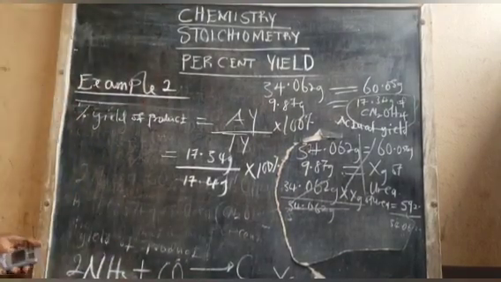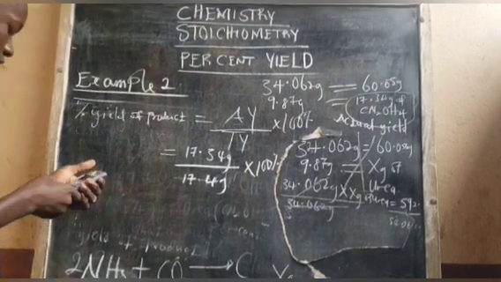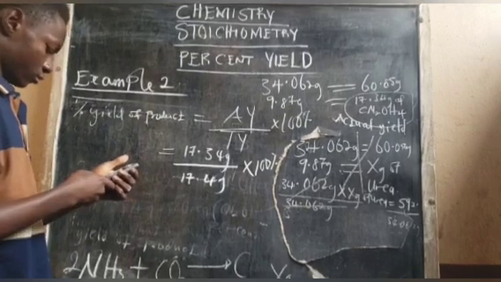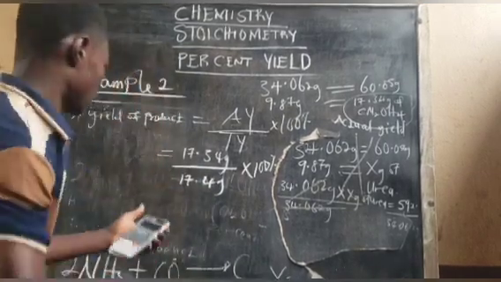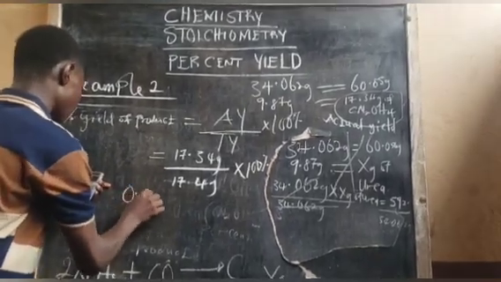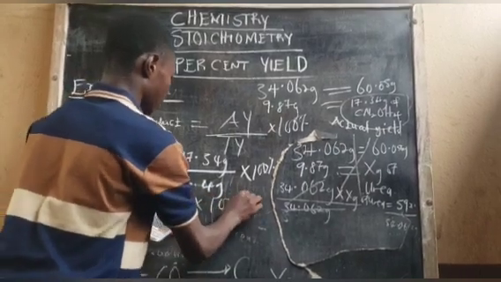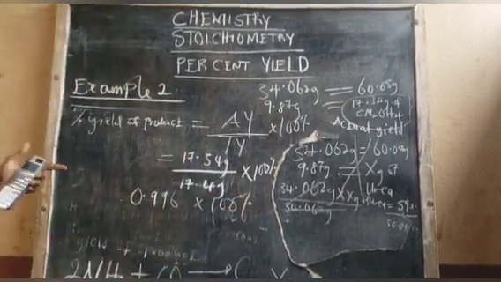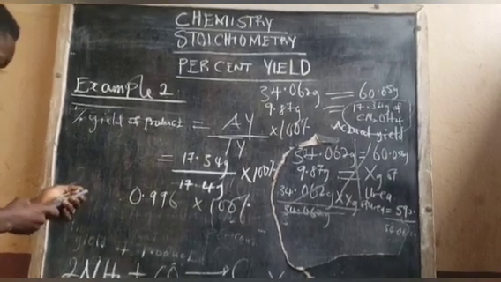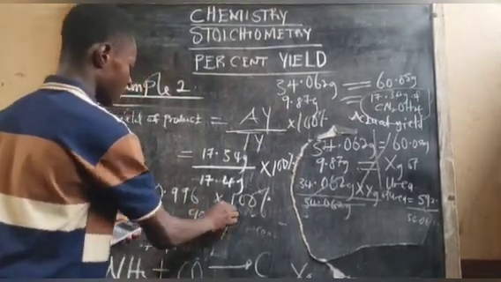Now, 17.34 divided by 17.4 gives me 0.996 multiplied by 100%. 0.996 multiplied by 100% gives me 99.6. So this is our answer.